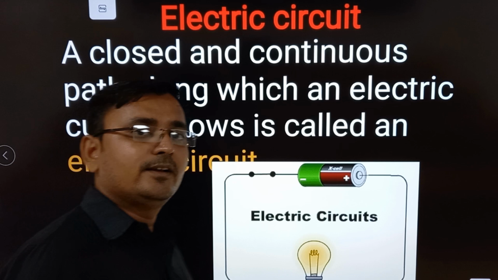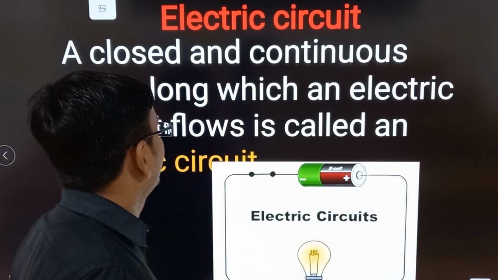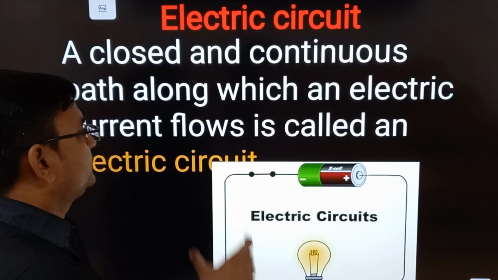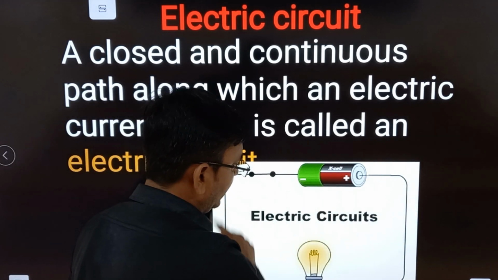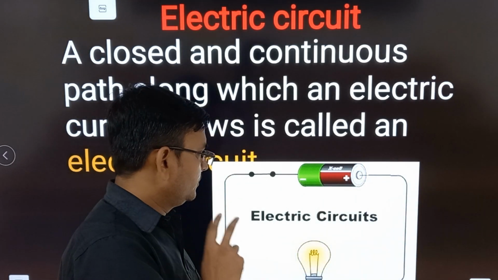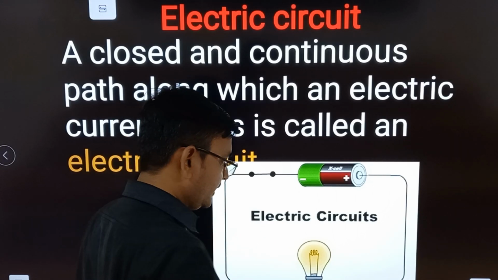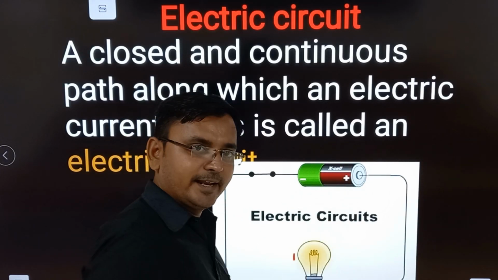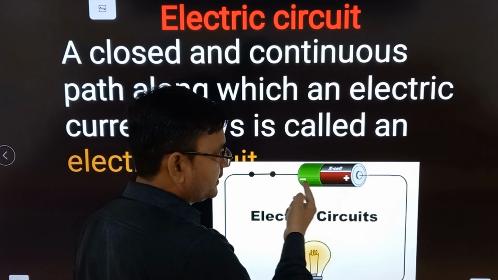Now, electric circuit. What is the meaning of circuit? Here you can see one electric circuit. Only three components are there. One is a lamp or bulb. This one is a battery. You can see here plus and minus.